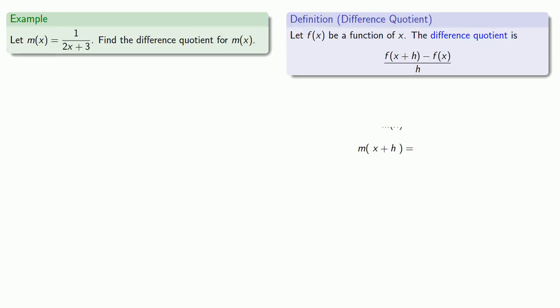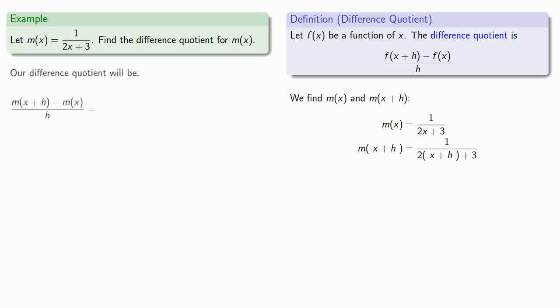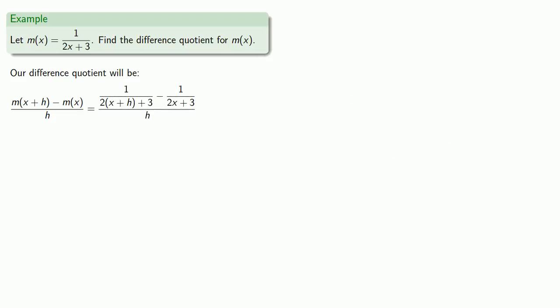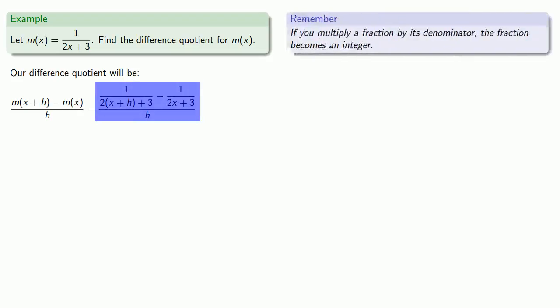What if I have a rational function? Well, again, we can find m of x and m of x plus h. We can write down our expression for the difference quotient. But we need to get the h out. So we have this horrifying fraction. But remember, if you multiply a fraction by its denominator, the fraction becomes an integer. So if we multiply through by the product of our denominators, 2 times x plus h plus 3 and 2x plus 3, then we'll eliminate all of our fractions.